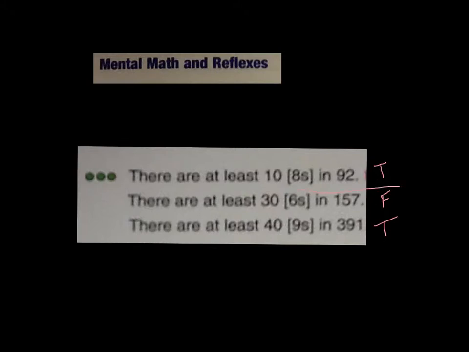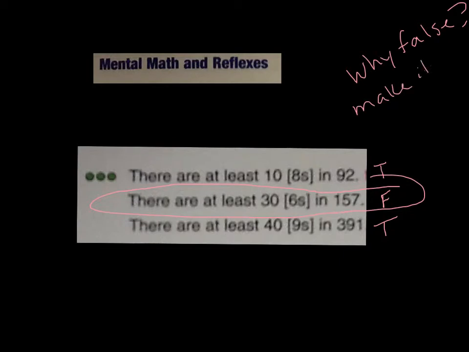Take a look at this statement that was false. There are at least 3 6s in 157. You're going to turn and talk and share with your partner, why is this false? How do you know? And what would make it true? Go ahead, turn and talk.